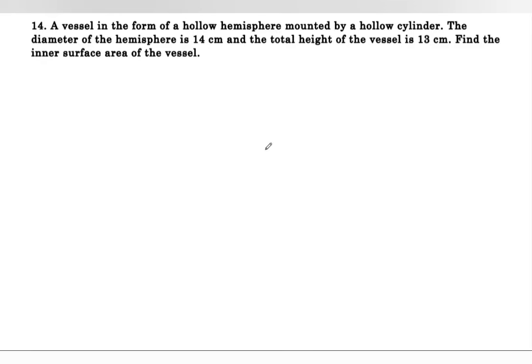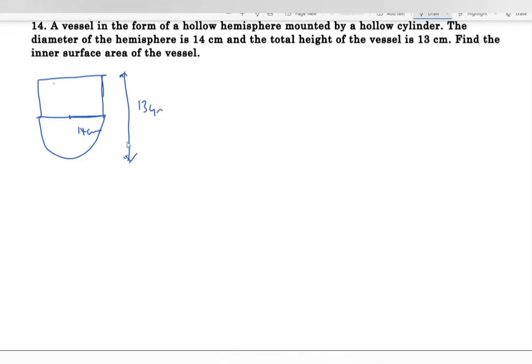A 3-mark question from the unit. A vessel in the form of a hollow hemisphere mounted by a hollow cylinder. The diameter of the hemisphere is 14 centimeter and total height of the vessel is 13 centimeter. Now find the inner surface area of the vessel.